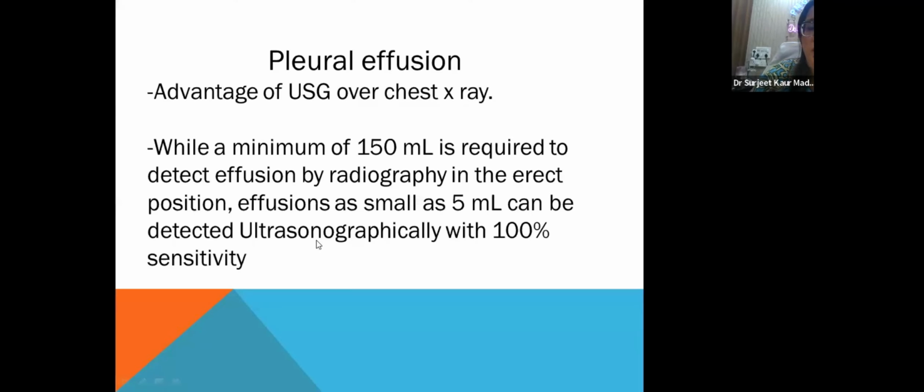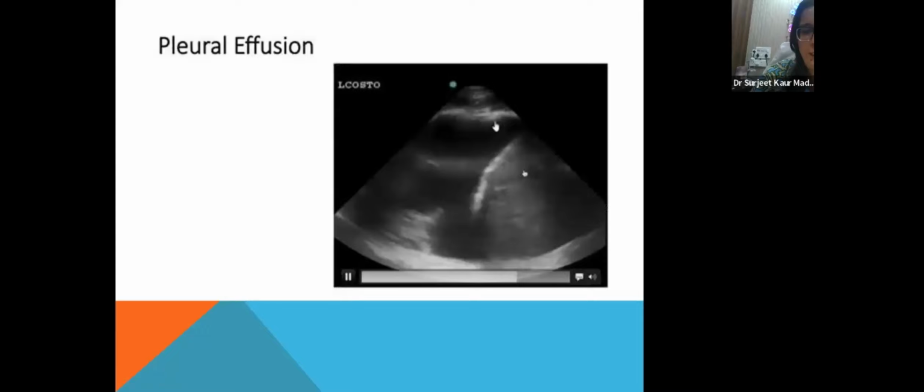You can also diagnose pleural effusion in lung ultrasound, and the sensitivity is much better than the X-ray. In chest X-ray, you need a minimum of 150 ml of fluid to be seen. But in lung ultrasound, even just a minimum of 5 ml of fluid can be detected. So this is the advantage of lung ultrasound over chest X-ray.